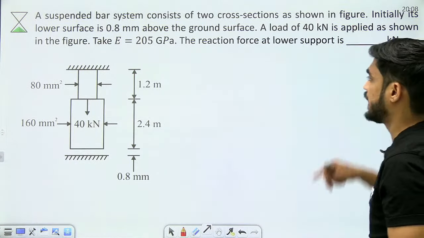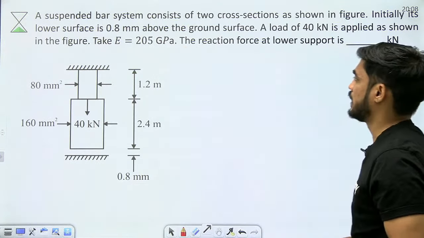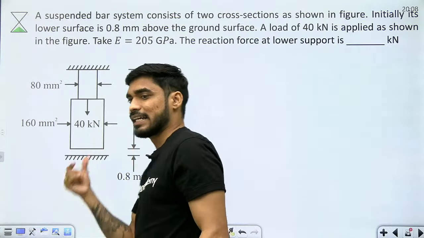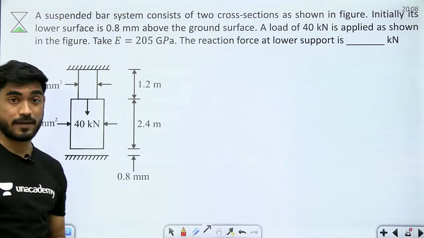A load of 40 kilonewton is applied here. Take E equal to 205 gigapascal. The reaction at the lower support is. So beta understand the problem here.